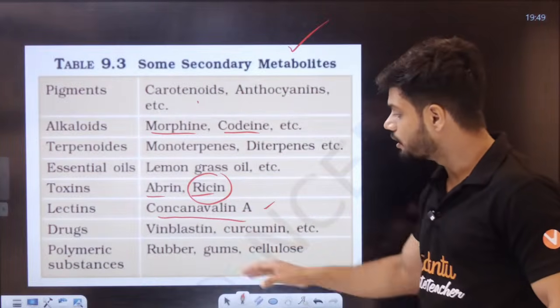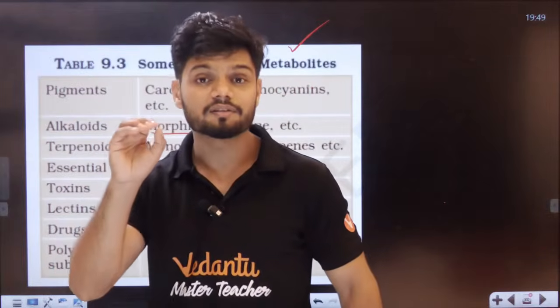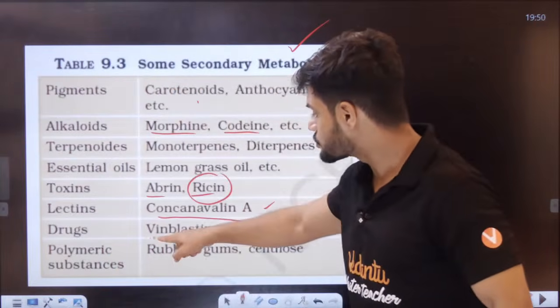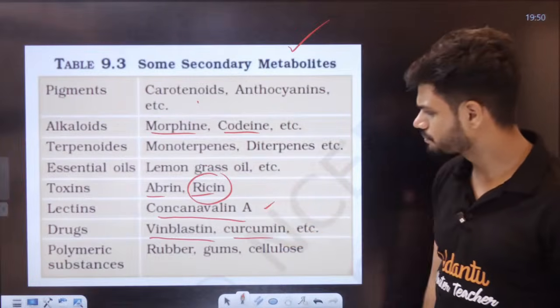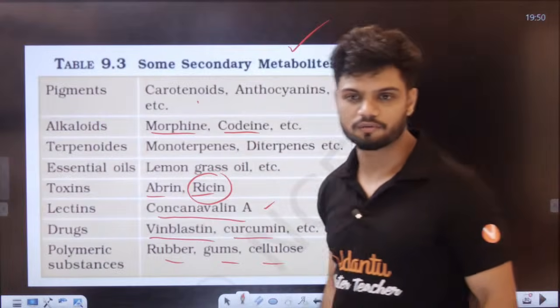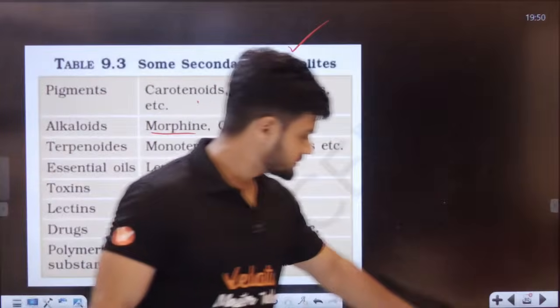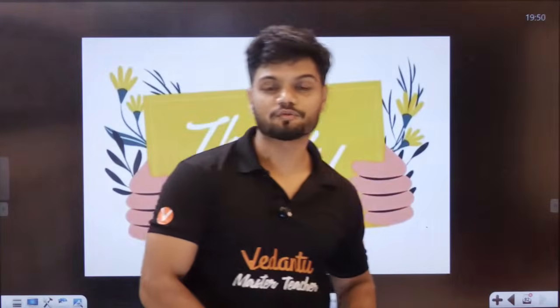Vinblastine and Curcuma longa. Vinblastine, students, has cancer treating property. And this vinblastine is obtained from Vinca rosea. Curcumin from Curcuma longa, that is turmeric. Then polymeric substances: rubber, gum and cellulose. All of you know, students. Okay, so students, with that we come to the end of today's class.